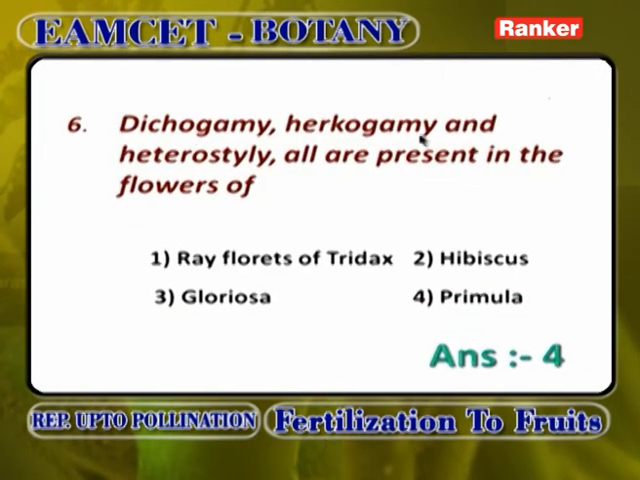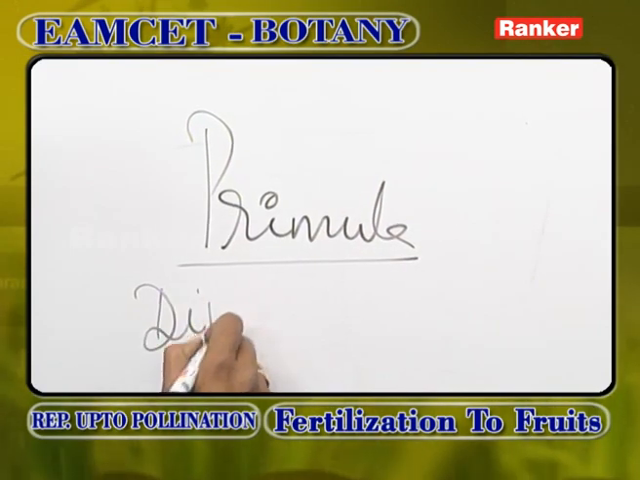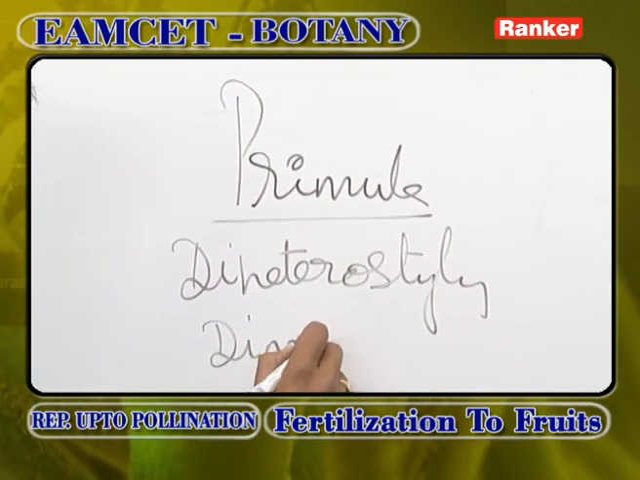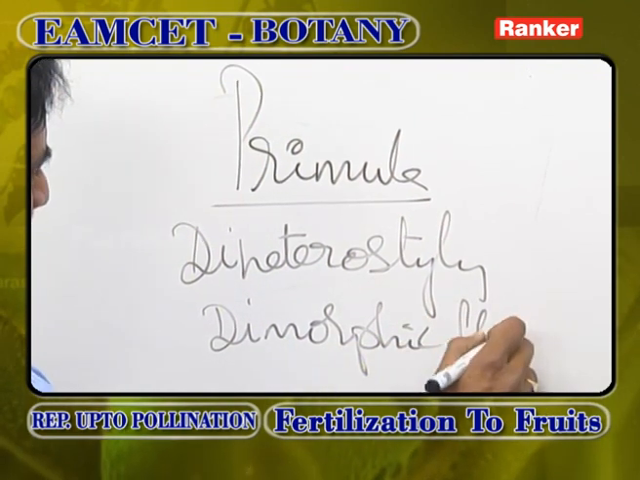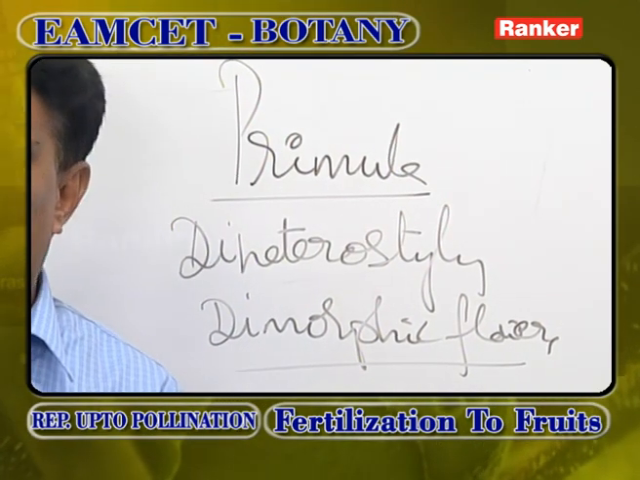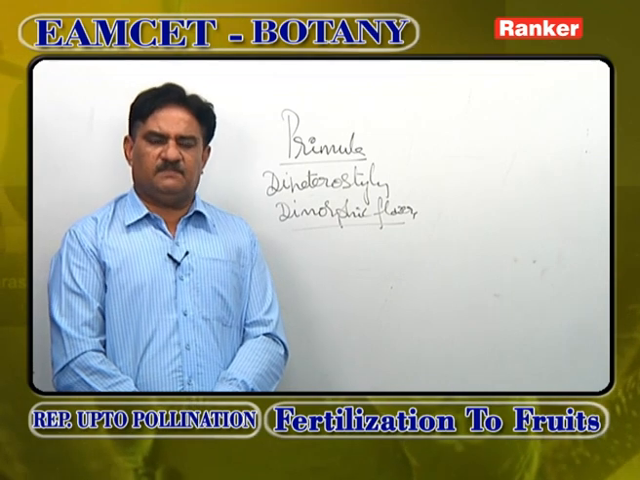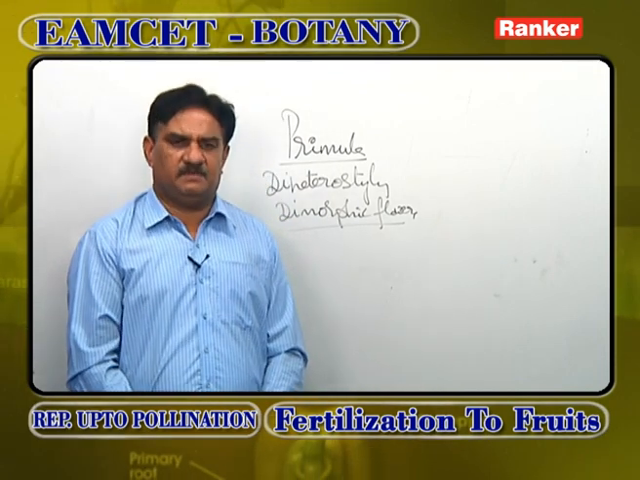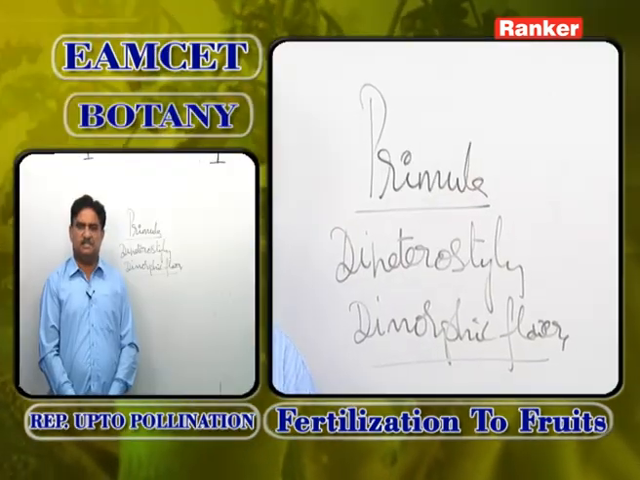Dichogamy, hercogamy and heterostyly all are present in the flowers of primula, because primula shows diheterostyly. Diheterostyly means presence of dimorphic flowers. Dimorphic flowers means 2 different types of flowers. A single species shows some flowers with long styles and short stamens, some flowers with short styles and long stamens. Pollination always occurs between the flowers of long styles and long stamens, short styles and short stamens.